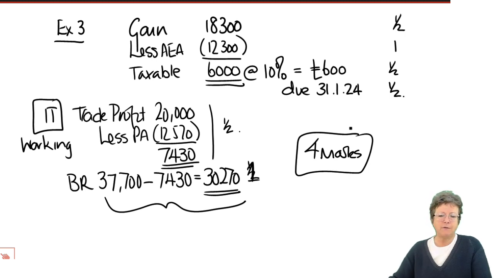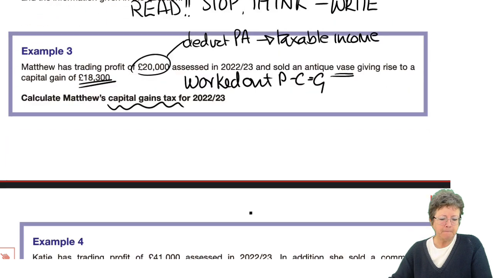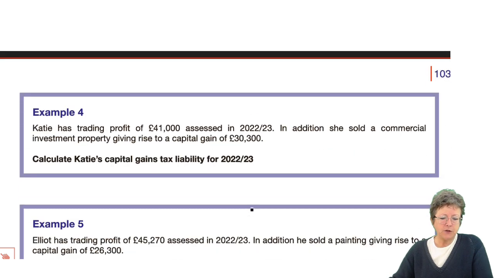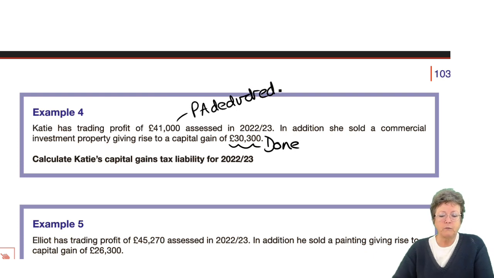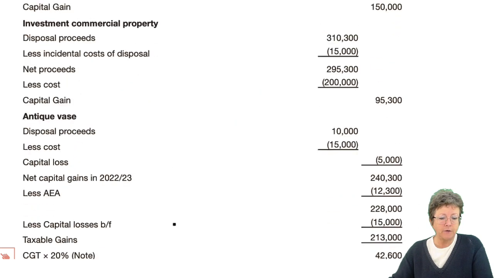Okay, let's have a look then at example number 4. Katie has trade profits of 41,000, same situation. In addition, she sold an investment property, gave rise to a gain of that. So that's been done. That's got to have the personal allowance deducted. Okay, so let's have a look at how that looks in our answer situation.